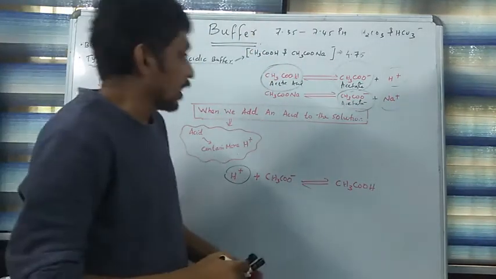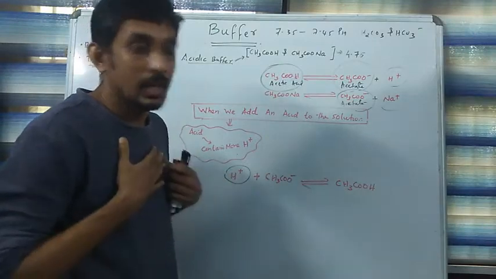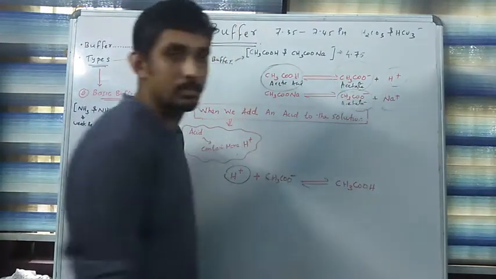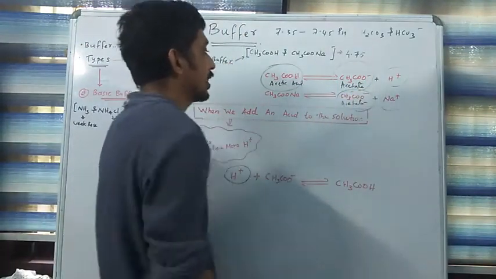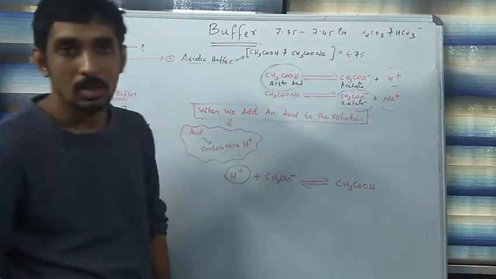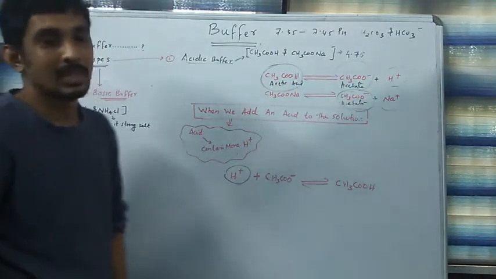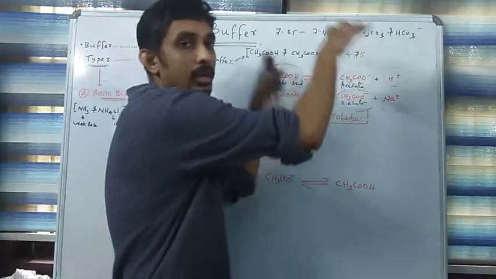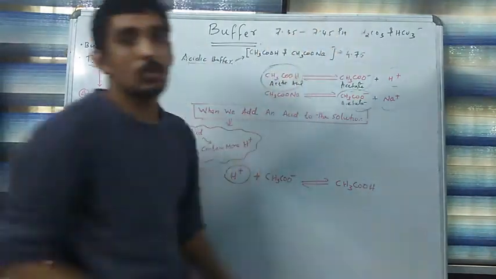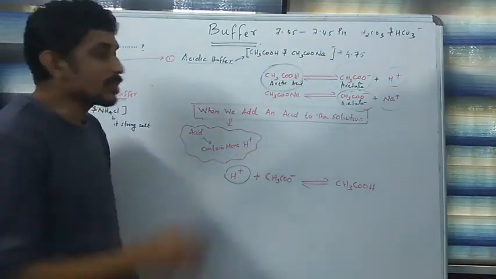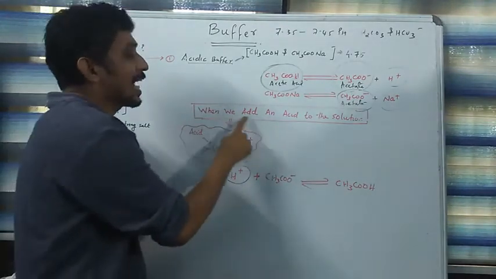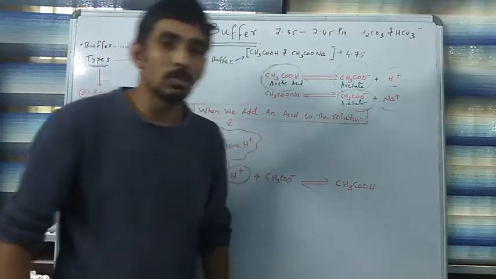But in this perspective we need H+, CH3COO minus, CH3COOH. So all those factors are present. That is the main component within an acetic acid sodium acetate buffer. Let us try to understand what happens when we add an acid into the solution.